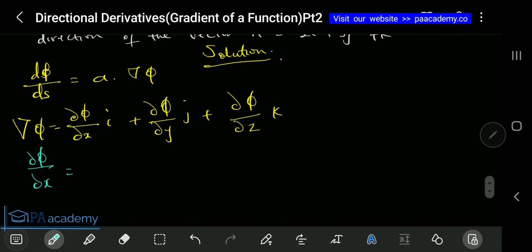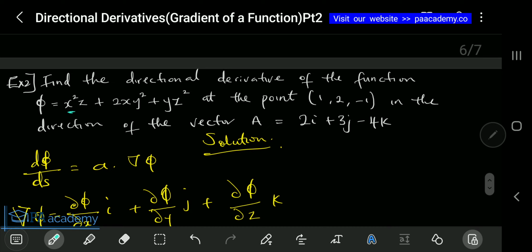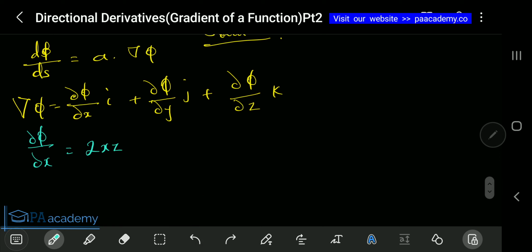So let's go ahead and write it down. For the partial differentiation with respect to x, that will be 2xz plus 2y squared. For this, it will be 0 because we don't have x there. So let's go ahead and write that down. So that will be 2xz plus 2y squared.